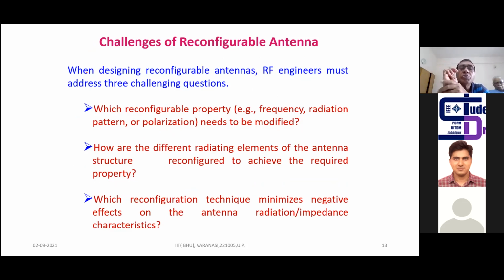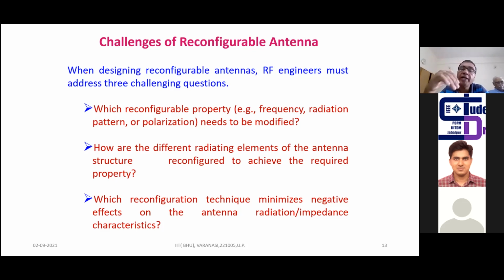First, you have to see which reconfigurable property needs to be modified, meaning what property your professor asks you for. Either frequency, radiation pattern, or polarization. If somebody asks for polarization reconfigurability, then accordingly you consider polarization. Once you answer that, you can think about the structure: in the radiating element we have, what we can modify and how we can achieve this property.